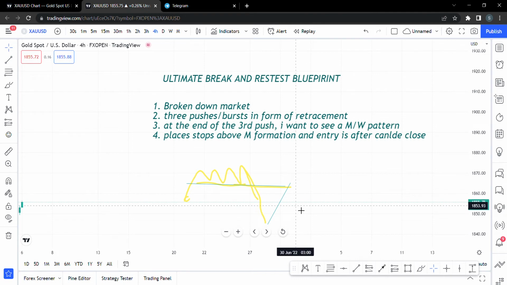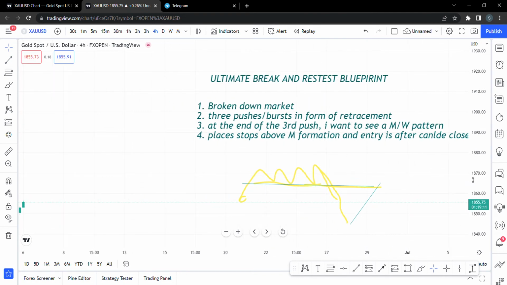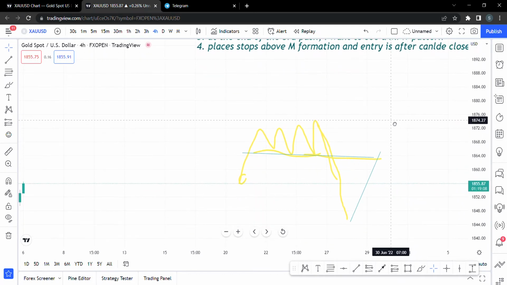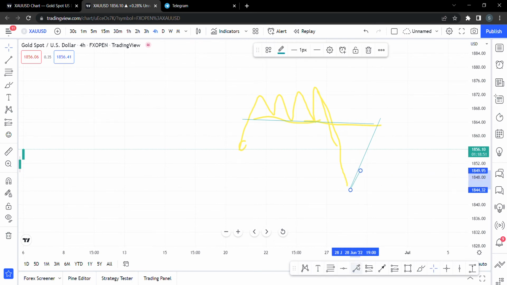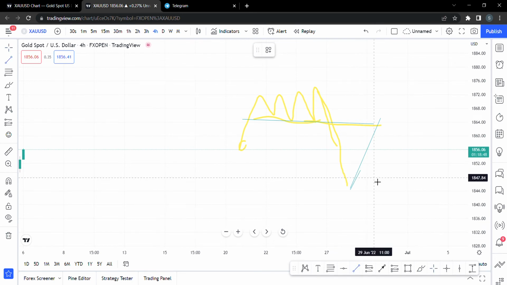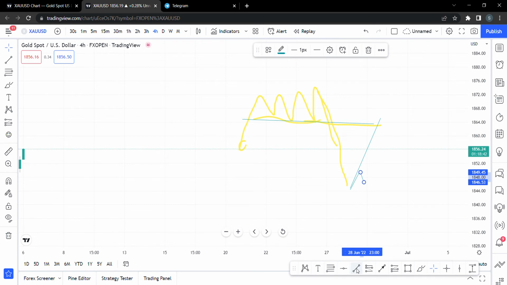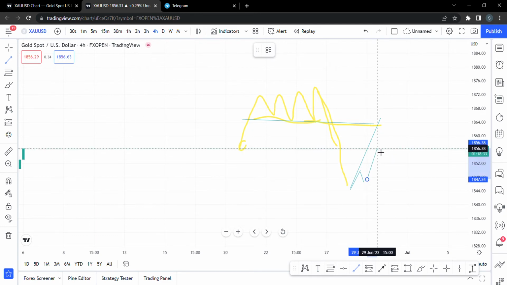Now, what do I mean by the three pushes? I know you guys are interested in that. Three pushes means, let's take for example this one push, right? Come, two push, right?